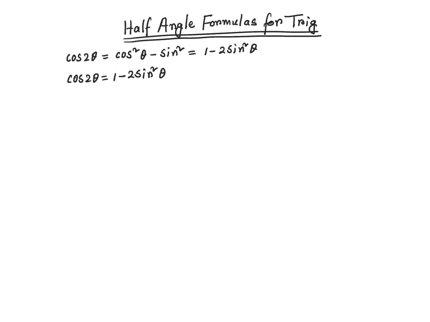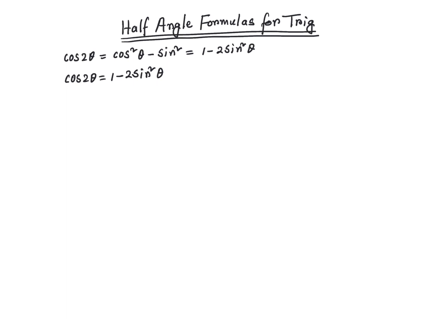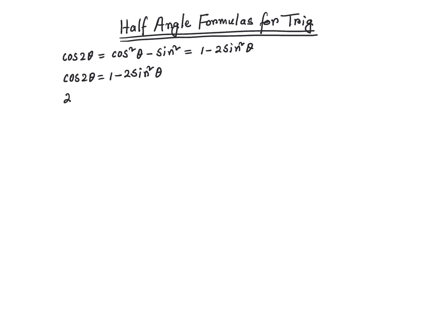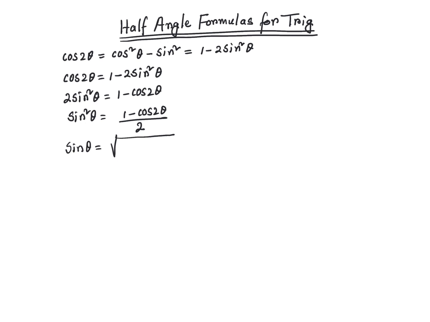Okay, so now I can solve for sine of theta here. If I simplify it, I'm going to get 2 sine squared of theta is equal to 1 minus cosine of 2 theta, or sine squared of theta is equal to 1 minus cosine of 2 theta divided by 2, or sine of theta is going to be the square root of 1 minus cosine of 2 theta divided by 2.